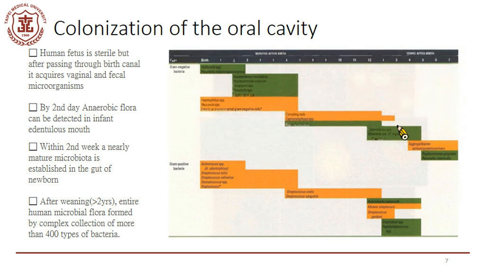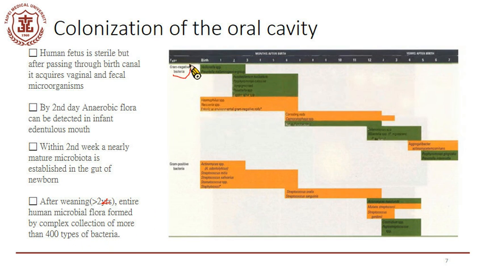Of course, as we were saying in previous classes, we are born without any bacteria, but while we pass through the birth canal, we acquire vaginal and fecal microorganisms. By the second day, anaerobic flora can be detected in the infant's edentulous mouth. Within 2 weeks, an early mature microbiota is established in the gut of the newborn, and after 2 years, the entire human microbial flora is formed by a complex collection of more than 400 types of bacteria.